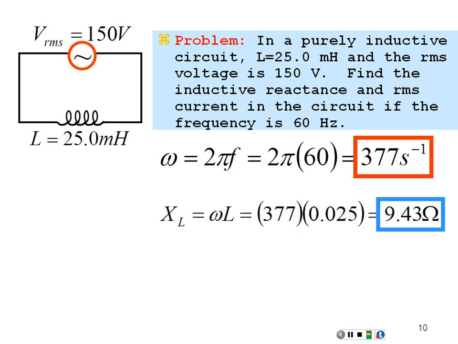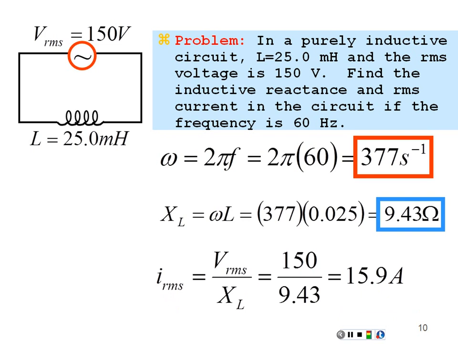That is our opposition to the flow of current in this particular purely inductive circuit. So our RMS current is equal to our RMS voltage divided by the inductive reactance. 150 volts divided by 9.43 ohms gives us a root mean square current of 15.9 amps root mean square.